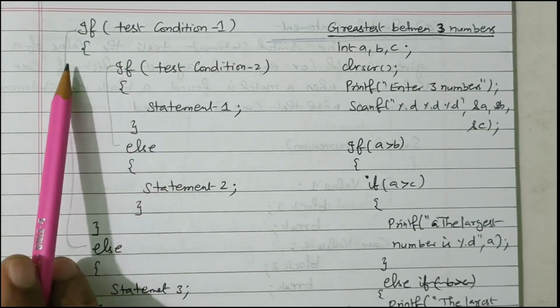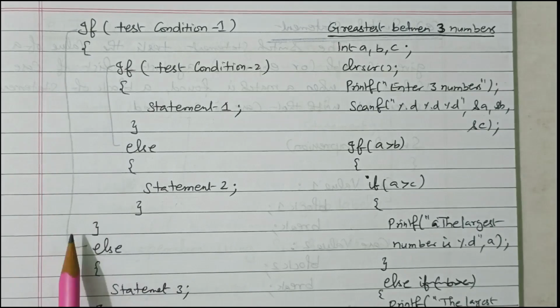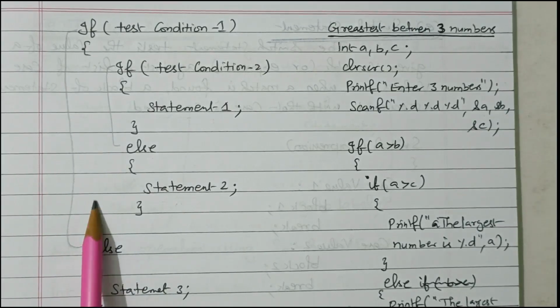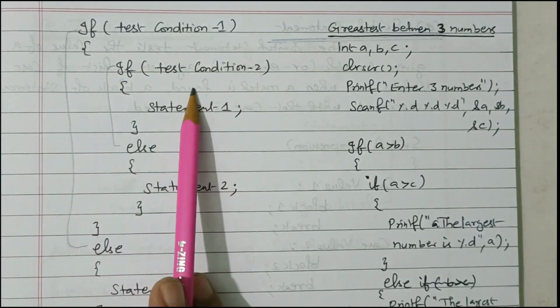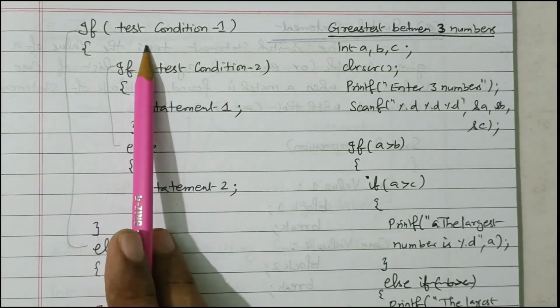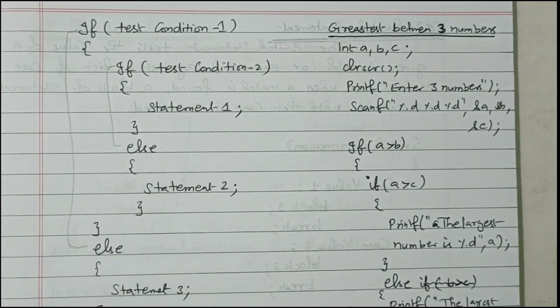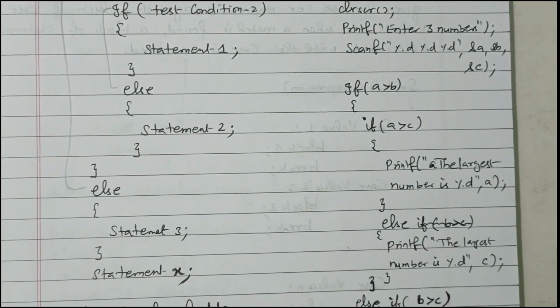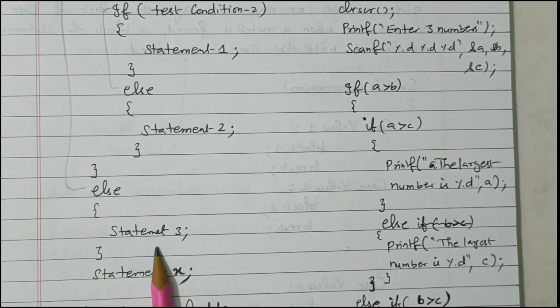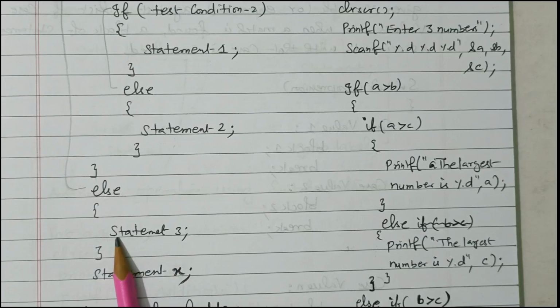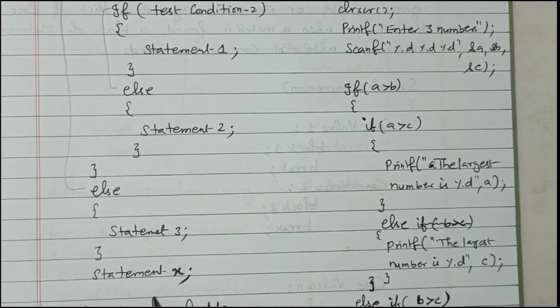So this test condition 1 is available between this opening brace and closing brace. Within that we have one more test condition. Suppose the test condition 1 is false, then it will go to the else part. There we have statement 3. This set of statements, statement 3, available between these braces will be executed. After that, the statement X is a normal statement, and the normal flow of the program will be executed.